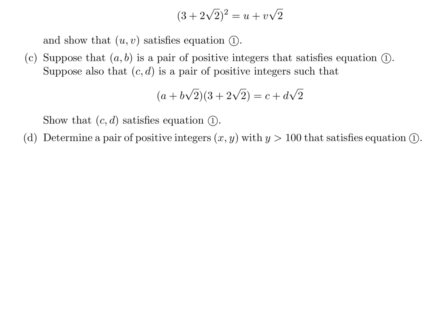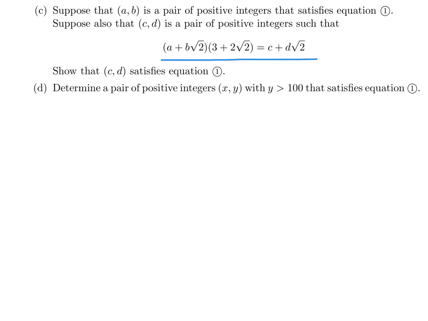So same kind of thing, I think. We just take this guy and let's expand and see what happens. So when we expand, we get 3a plus 2a root 2 plus 3b root 2 plus 4b, and I think that's it. Yeah, and then the other side is c plus d root 2. Okay.